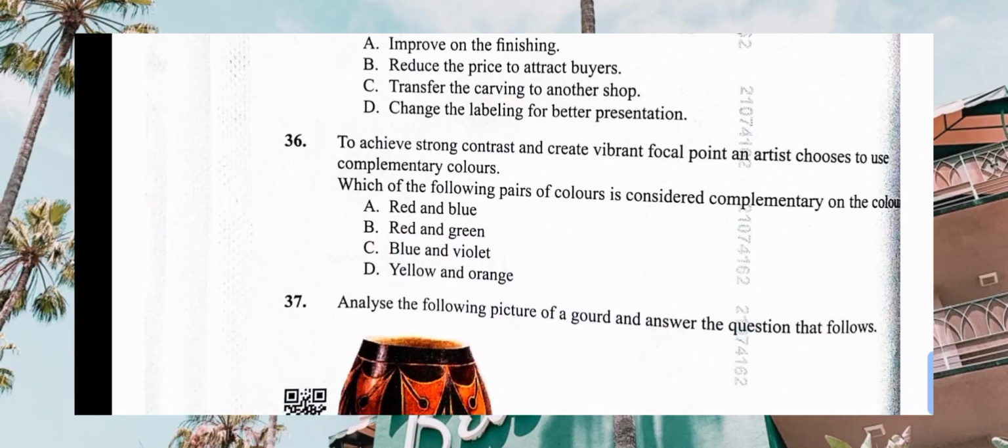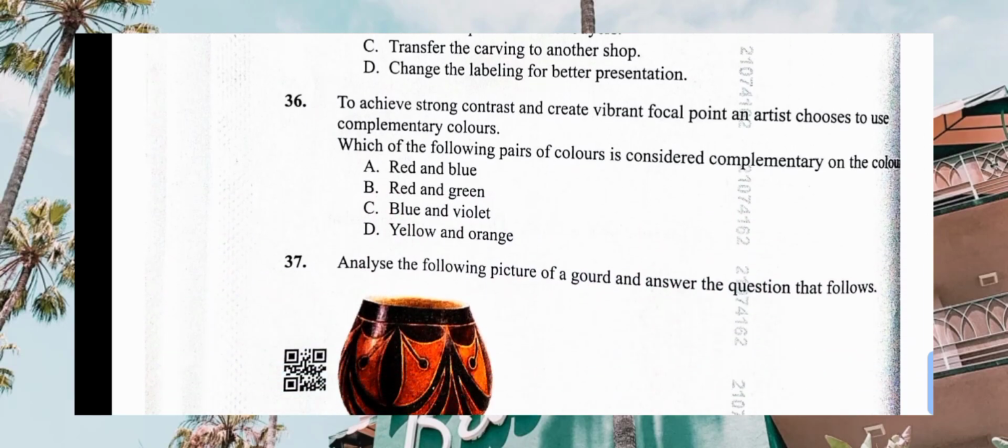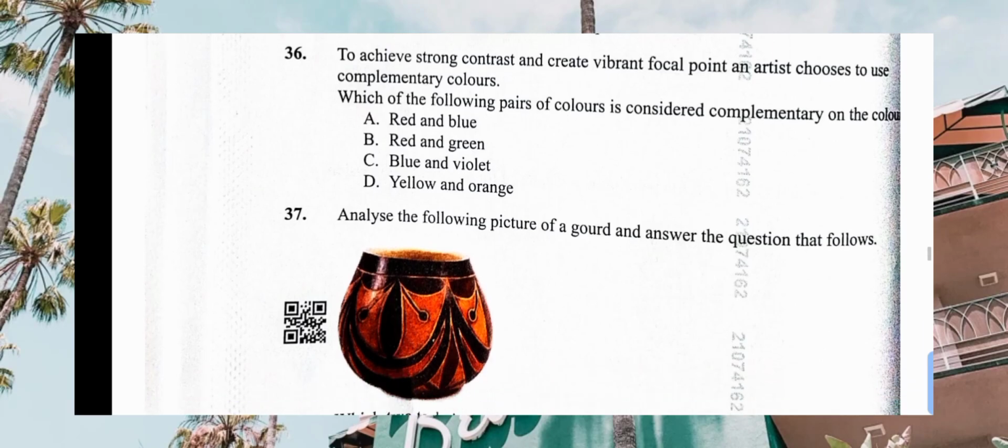To achieve strong contrast and create a vibrant focal point, an artist chooses to use complementary colors. Which of the following pairs of colors is considered complementary colors? That is number 36. We have red and blue, no. Red and green, yes, red and green. Then blue and violet, no. Yellow and orange, no. B, bacon vibe.